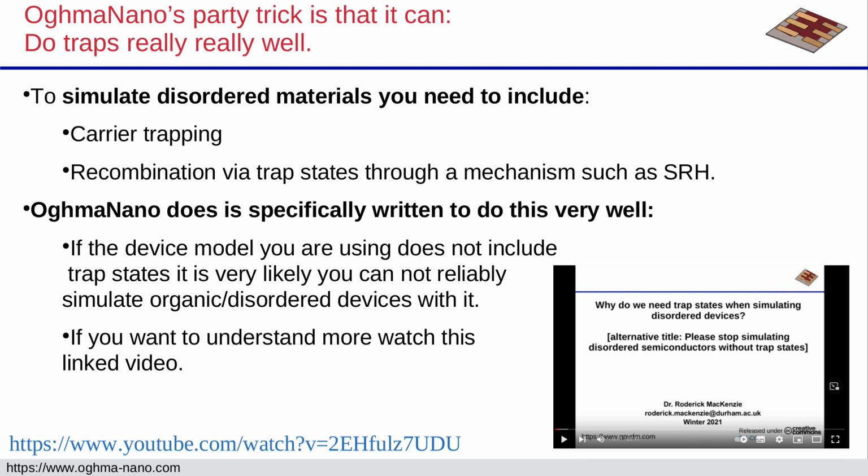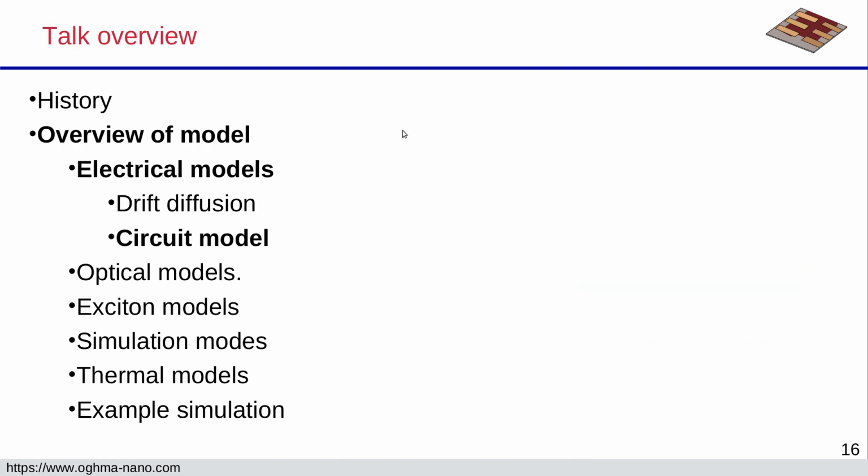There's actually a video here that I'll link to in the description that describes why it is so important to have trap states to accurately describe the physics in these devices. So that's its party trick effectively. The model is absolutely excellent at Shockley-Read-Hall dynamic trapping and detrapping and recombination. Right, circuit models. So that's effectively done drift diffusion.